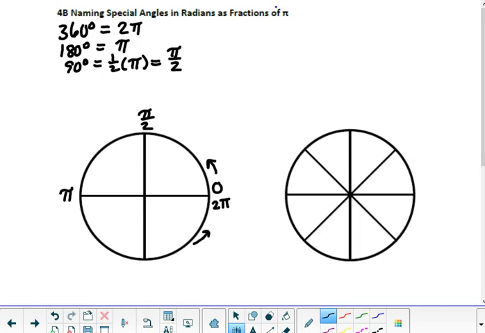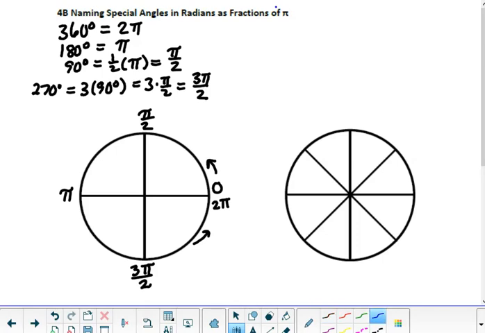Now what about 270? Well, 270 is 3 times 90, because 3 times 9 is 27. So that means it's 3 times pi over 2, or 3 pi over 2. So our fourth big angle is 3 pi over 2. So those are the big angles: 0, 90, 180, 270.